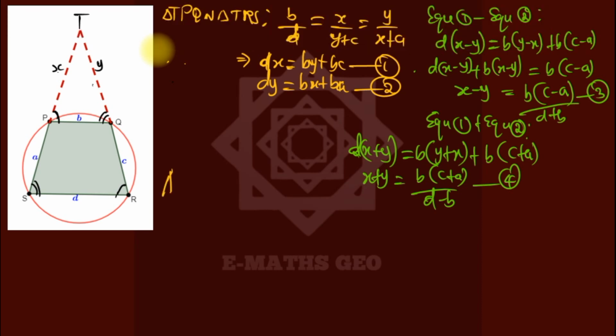So we see that the area of the big triangle, which is triangle TSR, to that of the small one, which is TPQ, is now equal to d squared over b squared. Yes, for similar triangles, the ratio of areas is the ratio of the squares of the corresponding sides, because they are similar.